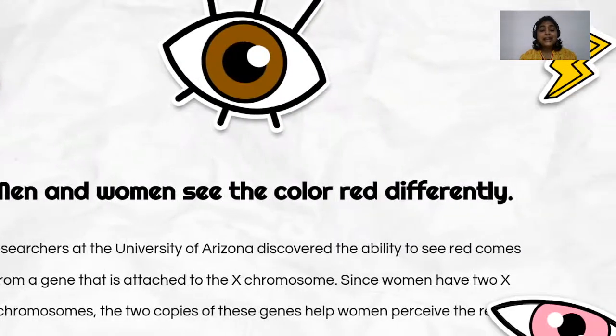Men and women see the color red differently. The second amazing fact is that men and women see the color red very differently. Researchers at the University of Arizona discovered that the ability to see red comes from a gene that is attached to the X chromosome. Since women have two X chromosomes, the two copies of these genes help women perceive the red-orange spectrum better.